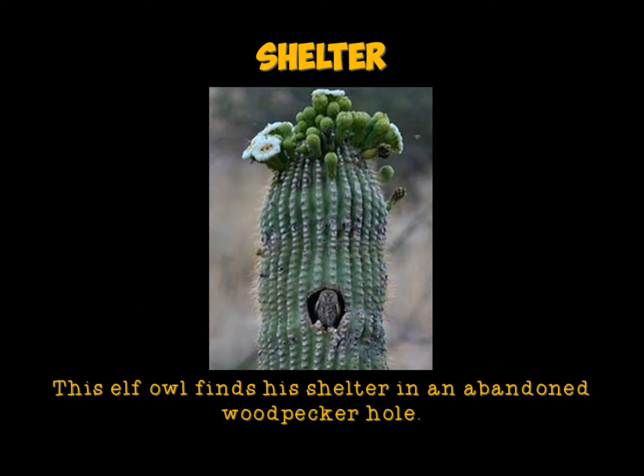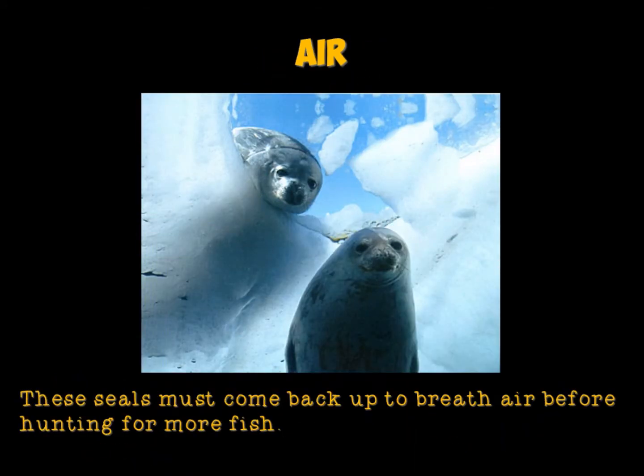Animals and plants also need shelter. So if we look closely, you can see a little owl. He made a home in the cactus. That's his shelter, or where he stays to be safe. Oops, what am I saying, friends? Animals all need air. So here we have a picture of seals. They're swimming, but then they need to come back up to the surface above the ice to be able to breathe some air. And then they'll go back down to try to hunt and find some fish to eat.